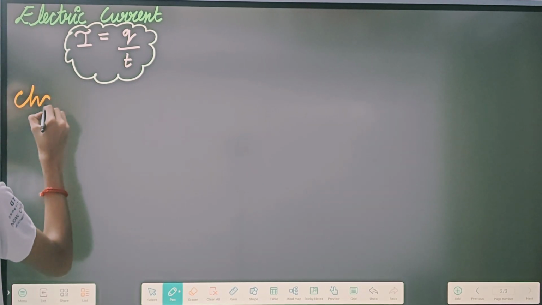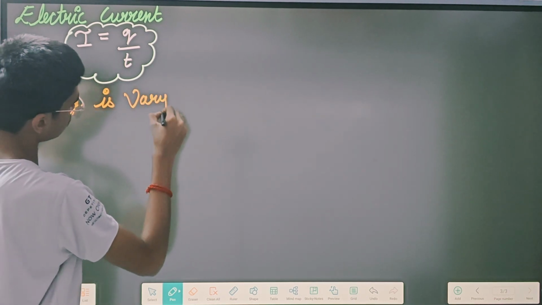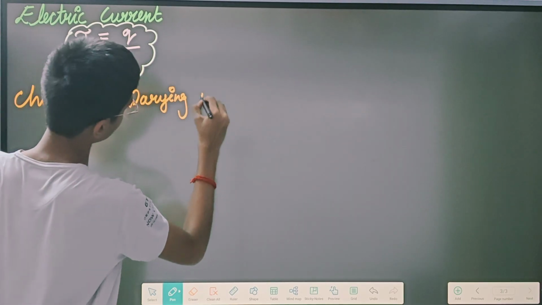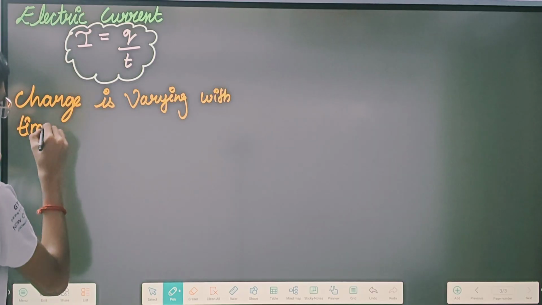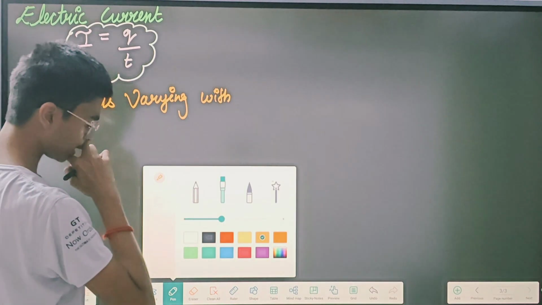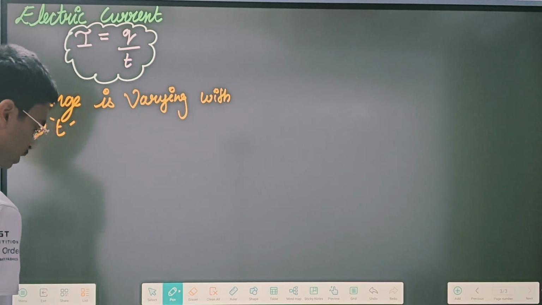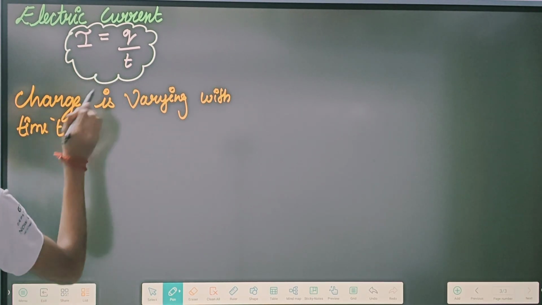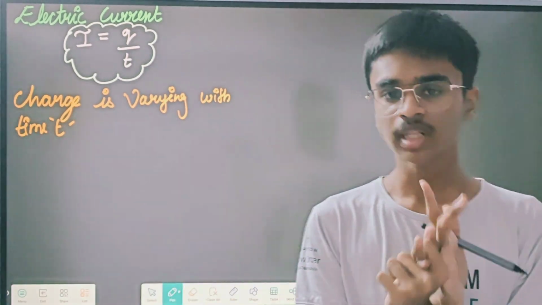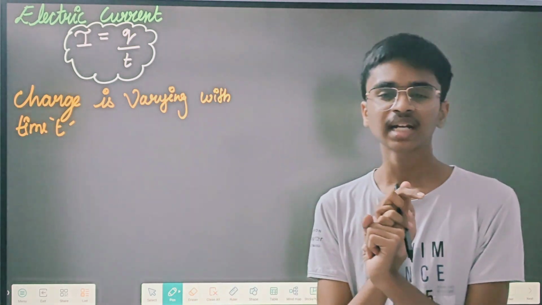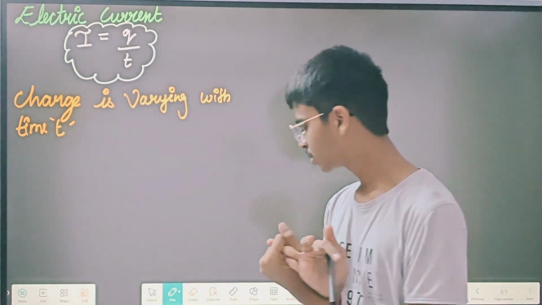Charge is varying with time t. Now we are going to check its definition. We know that I is equal to Q by T. Here, charge is actually changing and also time is changing. Always remember that current will be constant in a conductor. If you are checking, the current will always be constant.